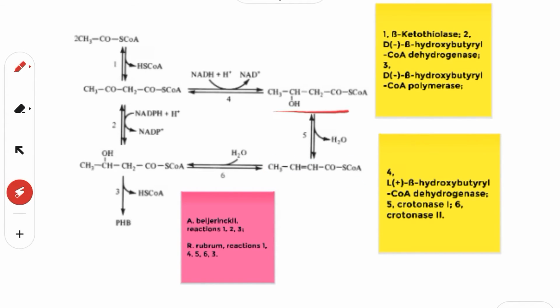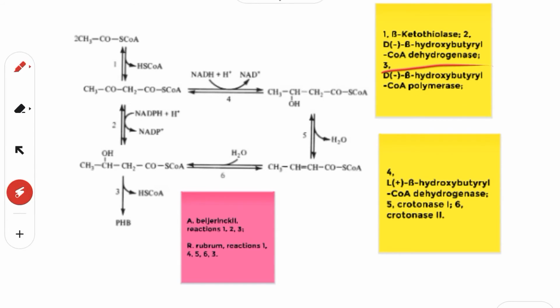So L-beta-hydroxybutyryl-CoA is converted into crotonyl-CoA, and the crotonyl-CoA is hydrated by crotonase 2 to form D-beta-hydroxybutyryl-CoA, and then the D-beta-hydroxybutyryl-CoA molecules are polymerized to synthesize PHB, and this reaction is catalyzed by the enzyme D-beta-hydroxybutyryl-CoA polymerase.